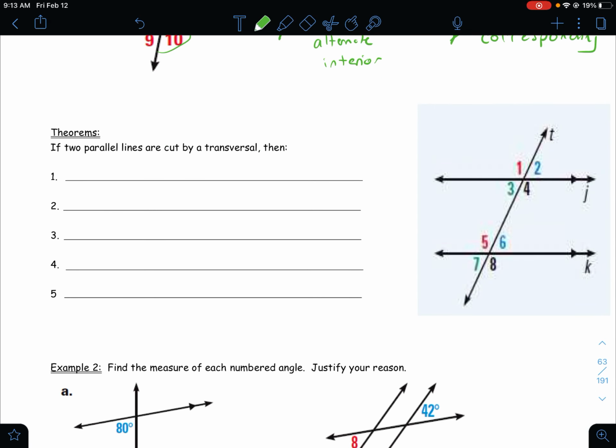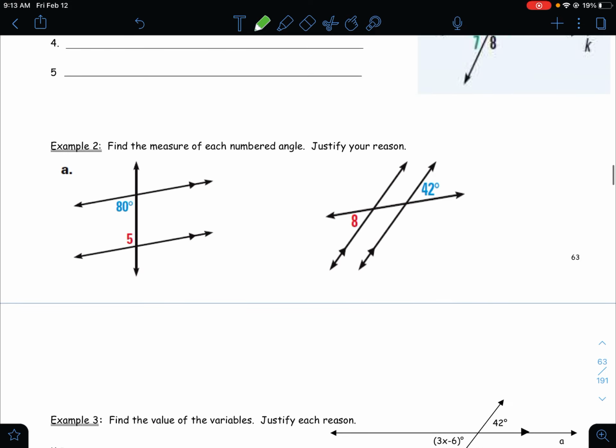Now, in that summary sheet we just did, we went over all of these, like if they're parallel, which ones are congruent. So we did go over that already. Now let's go ahead. It says find the measure of each numbered angle, justify your reason.